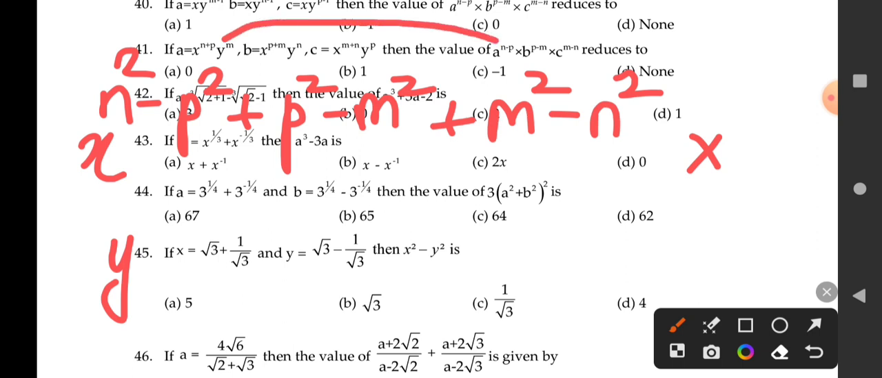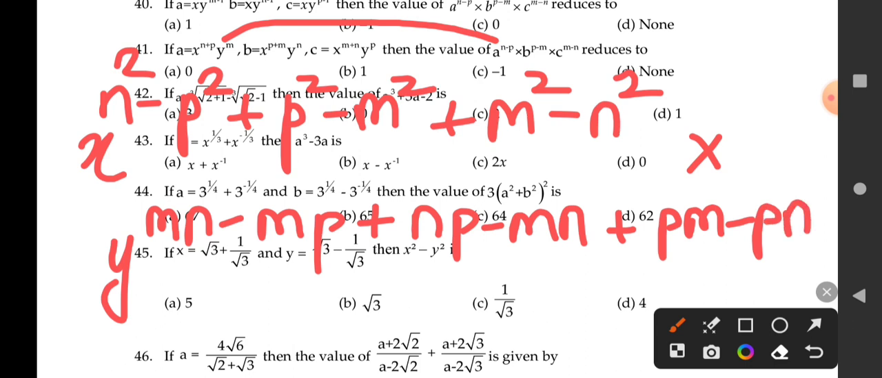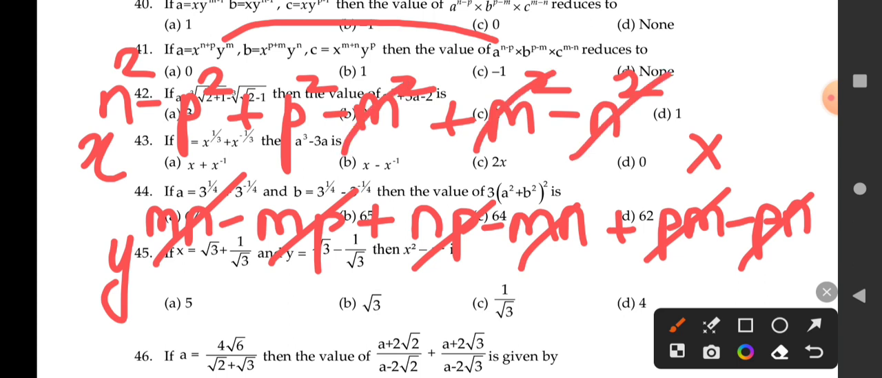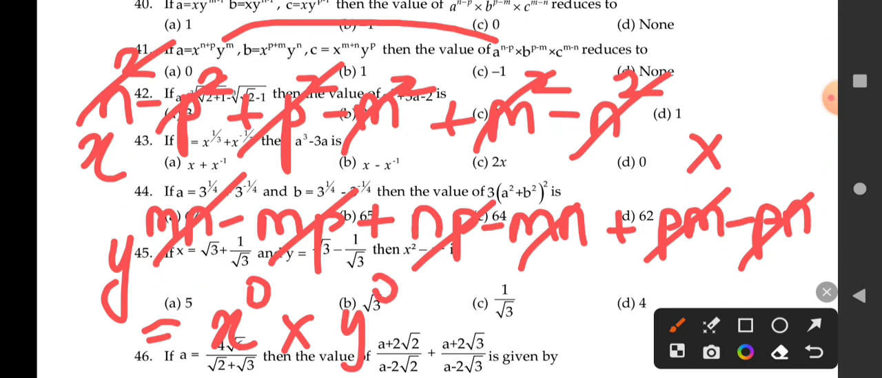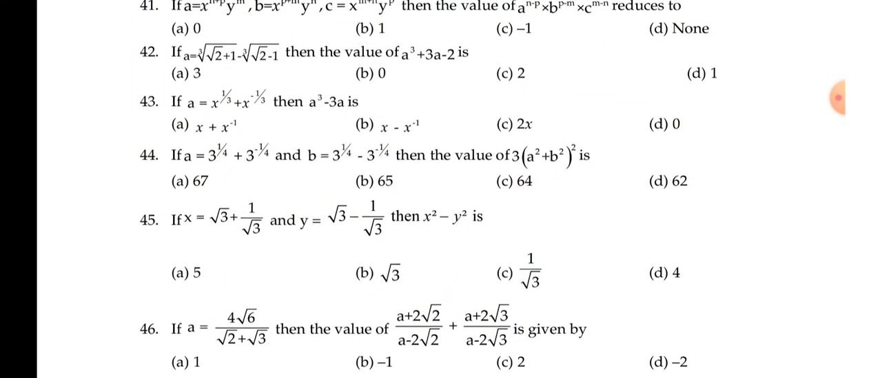Again, now multiply this with this power. So we have mn minus mp. Similarly, we have np minus mn plus we have pm minus pn. Okay, so all the powers get cancelled. So we have x power 0 into y power 0, which is equals to 1. Option number B. Next question, question number 42.